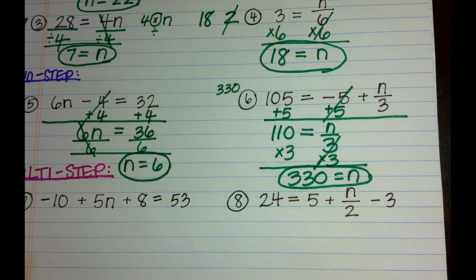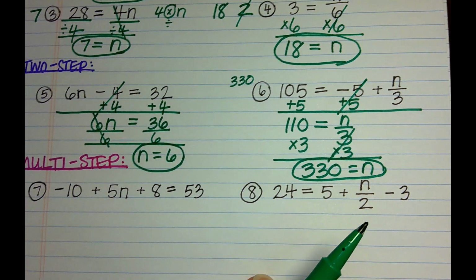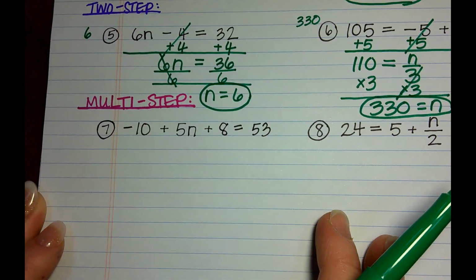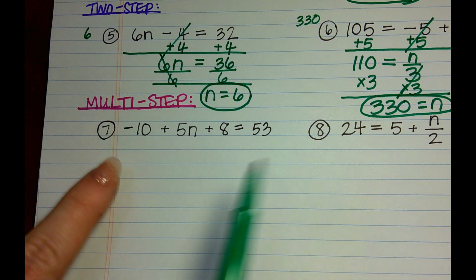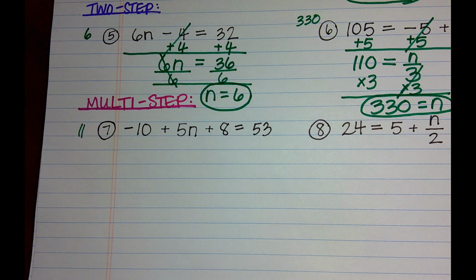Does everybody understand number 6? We feel okay about it? Okay. Now let's move to the multi-step equation. Got 11. Okay, 11 for number 7. Other answers? Did anyone get something different?